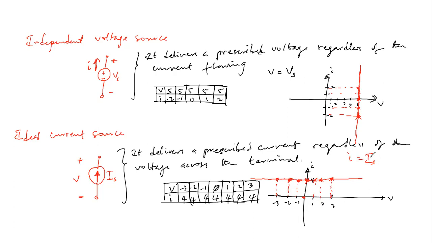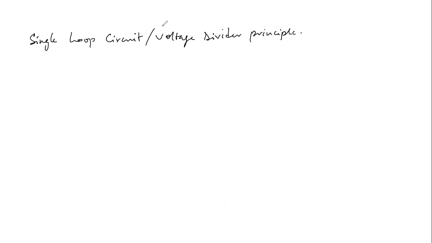Okay. Now let us begin with circuit analysis using Ohm's and Kirchhoff's laws. So now let us consider a single loop circuit, which will also lead us to the voltage divider principle. So let's assume we have a circuit like this. So it extends to some n value.